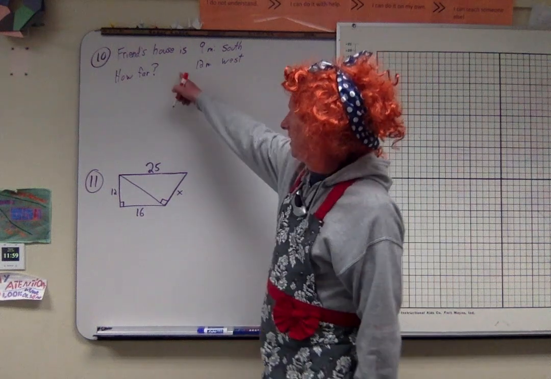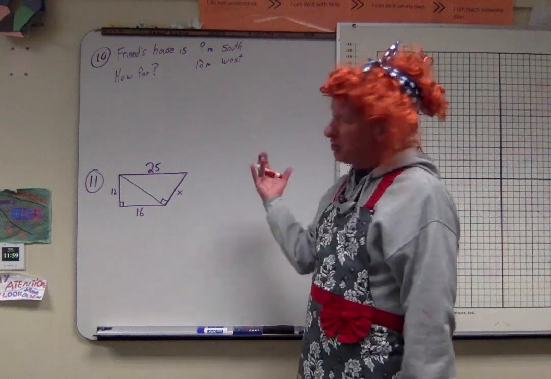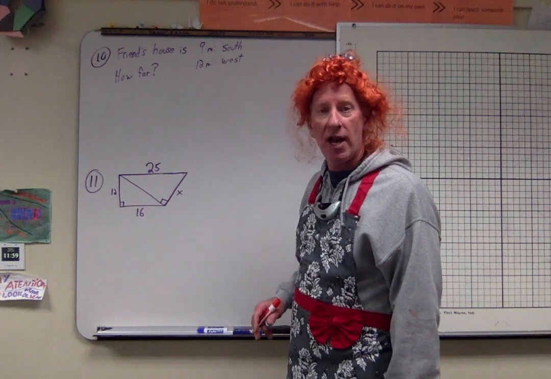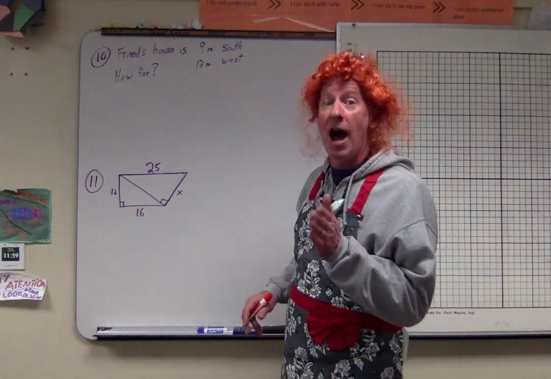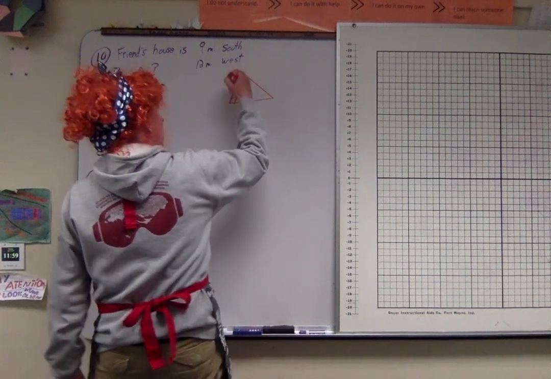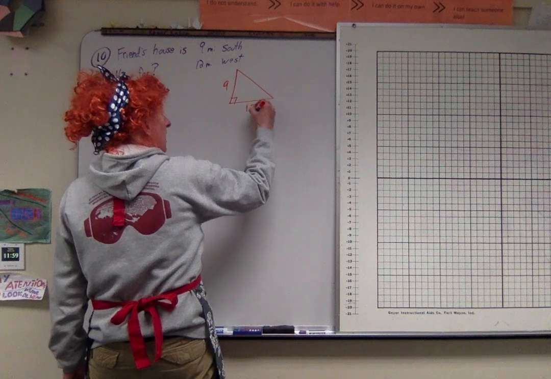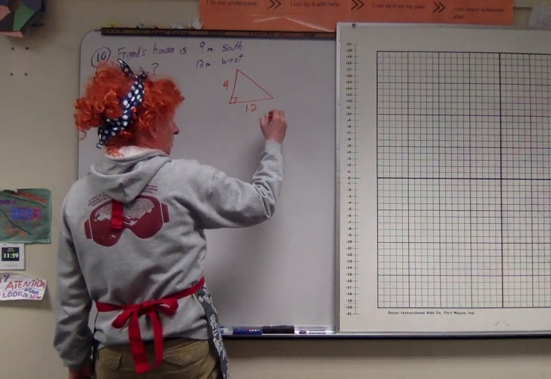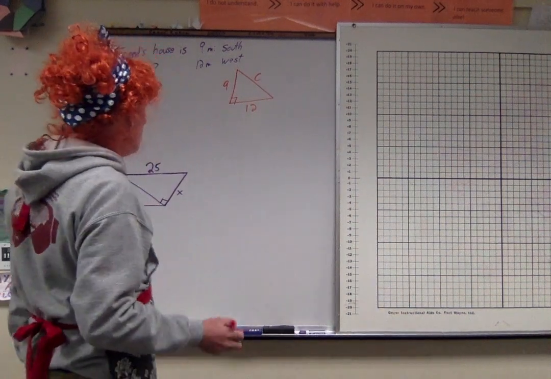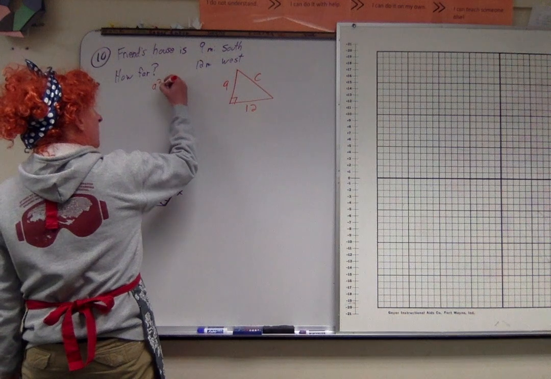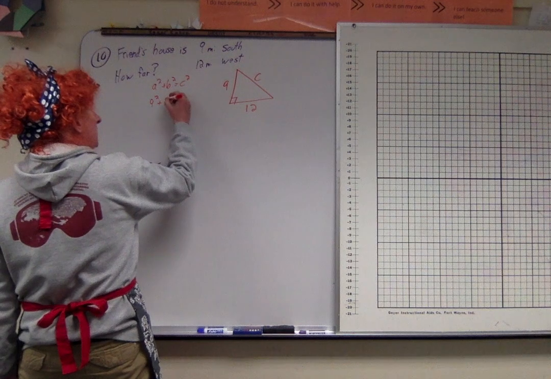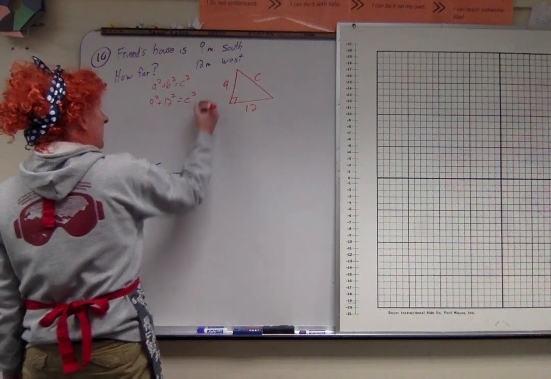All right. Number 10 says, your friend's house is 9 miles south and 12 miles west. Well, then how far away is your friend's house? Sounds to me like we're going to create a triangle, and we need to find that hypotenuse. When I draw a quick doodle of that picture, we might say 9 miles south, 12 miles west, or east. We need to find out what is the value for C. Okay, well that's Pythagorean's theorem. A squared plus B squared equals C squared. If A is a 9 and B is a 12, I'm still trying to find that C.